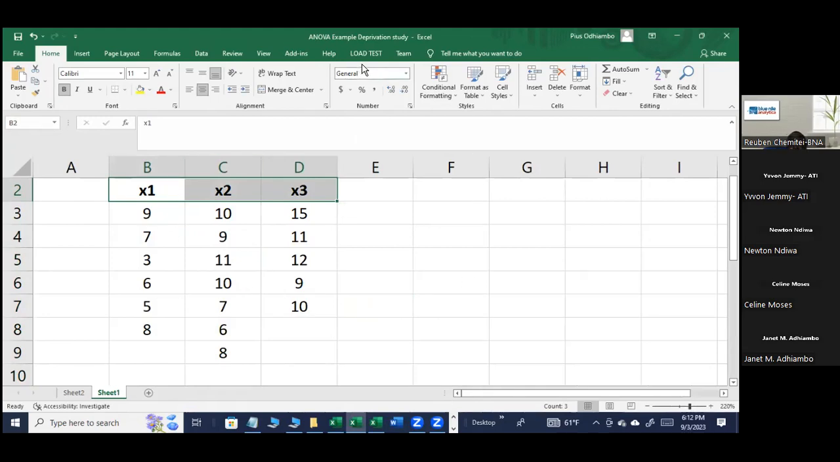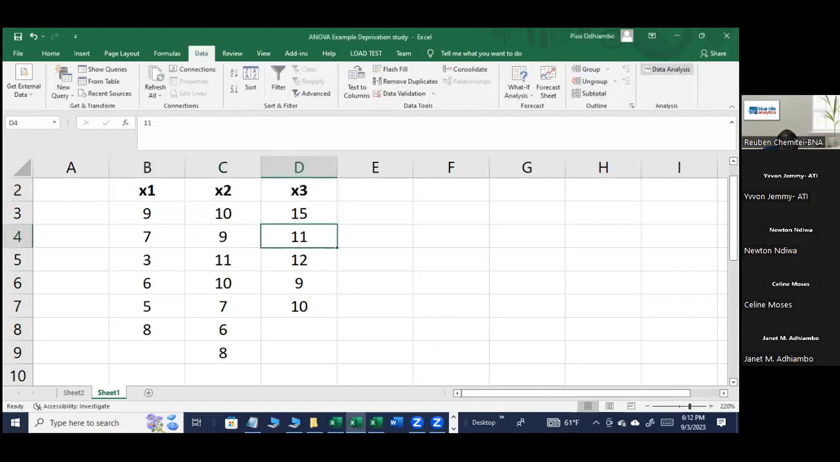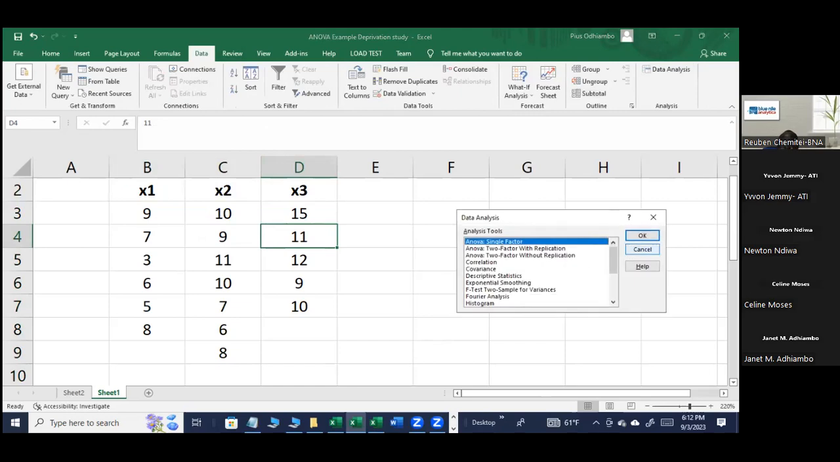And you will conduct the Anova using the data analysis tool. You remember last time we were able to add on the data analysis tool for some of us who didn't have it. So you will click here, data, then data analysis. Once you click data analysis, you select single factor if it is single factor.